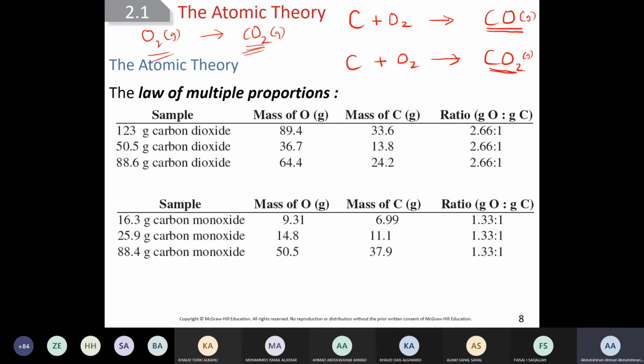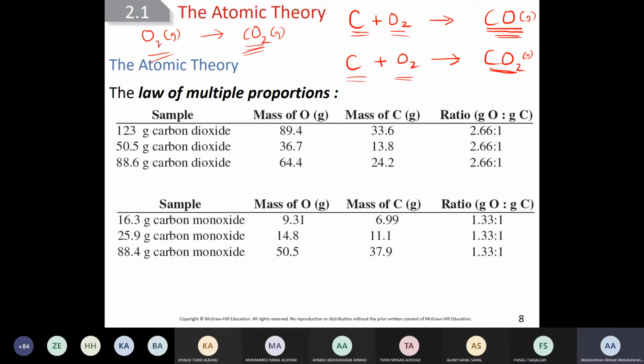How about if you breathe CO? What will happen? I think it is poison. It's poison. It will kill you right away. If you breathe CO, you will be poisoned and killed. So these are completely different compounds. Is this clear? Even though they are made from the same atoms, from carbon and oxygen.